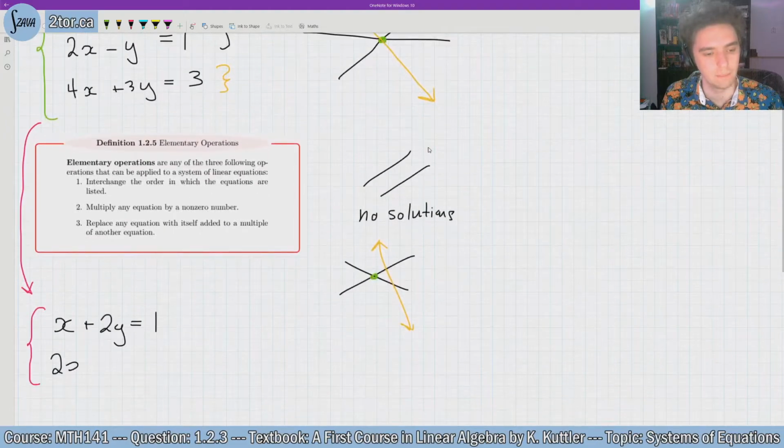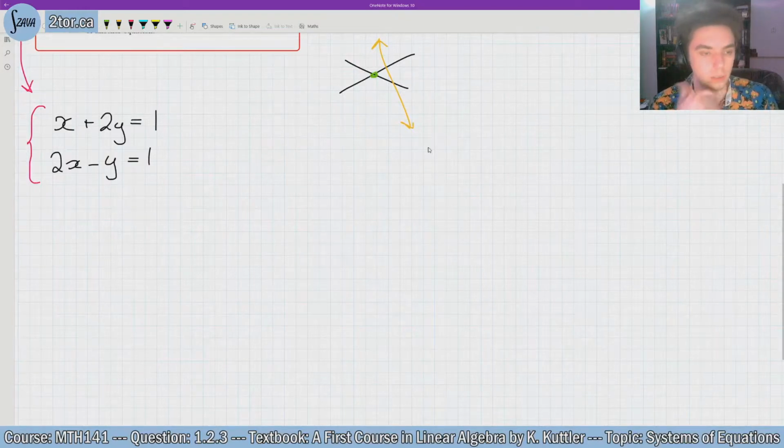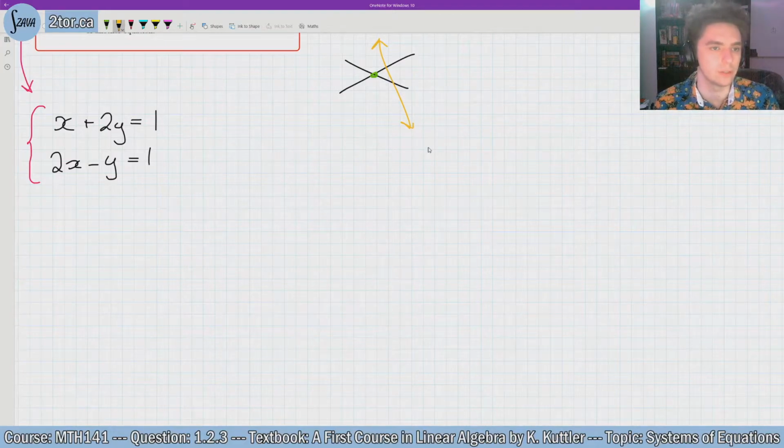2x minus y equals 1 is our second equation. So now we want to use our elementary operations to find the solution to this system. Generally the first step is to decide which variable to eliminate in one of the equations. Typically it's the second equation. I want to eliminate x from the second equation. If I can eliminate x here, then I'd have one equation, one unknown on the bottom.